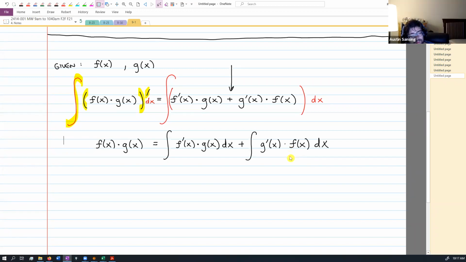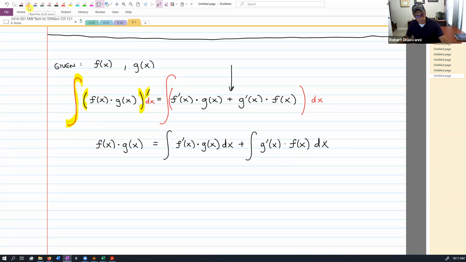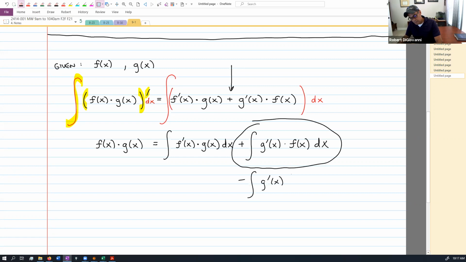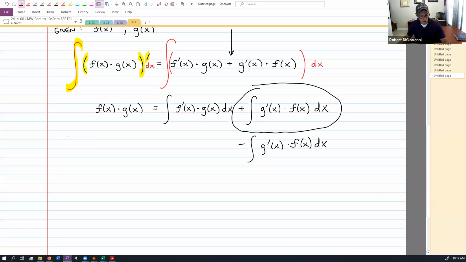Well, believe it or not, this is the tool. This is the actual tool. It's just not written quite the way we're going to use it. So watch what I do here. Let me think about this. What I'm going to do is rearrange this equation. I'm going to take that entire integral and subtract it from both sides of the equation. And so I subtracted on this side also.